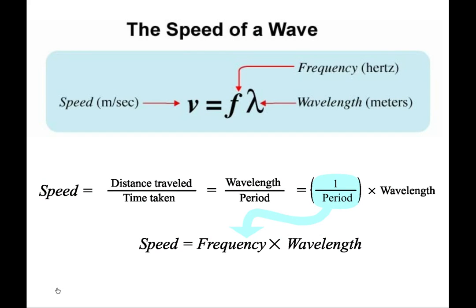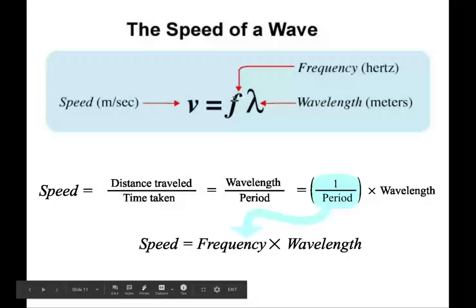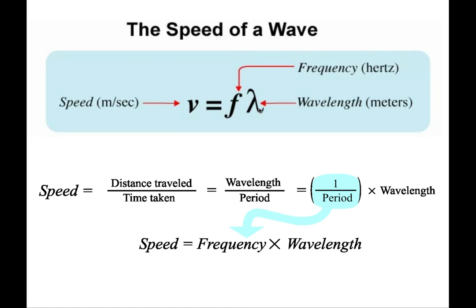Now, we're going to look at speed of a wave. What we know is that the speed of the wave v is equal to frequency f times wavelength lambda. Lambda is the Greek symbol for wavelength. Speed is measured in meters per second. That's important when you're identifying it in problems. Frequency is measured in hertz. We already knew that. Wavelength is measured in meters.